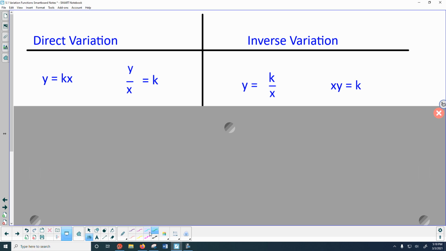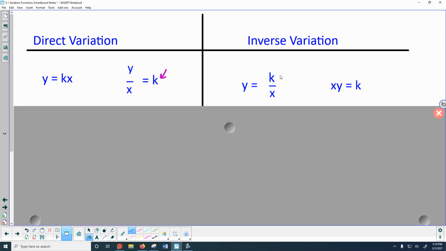So really, when you're solving for k, what's your process? Well, to get k alone, you're dividing by x and dividing by x. So that's what the second formula is. Anytime you're looking for k, it's just really y over x. That's how you undo direct variation.